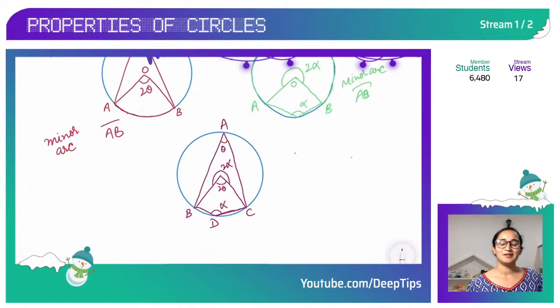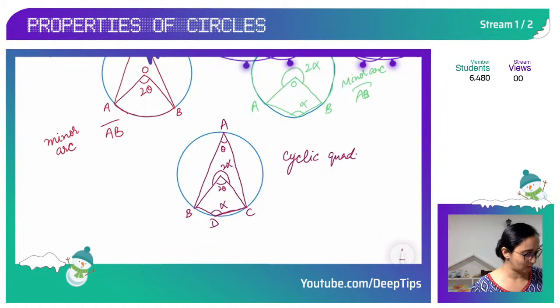So what can you see here, children? What kind of diagram is inside the circle? Can you see 4 points on the circle, A, B, C, D? Yes. So this is a cyclic quadrilateral that we have learnt already, right? So this is a cyclic quadrilateral.